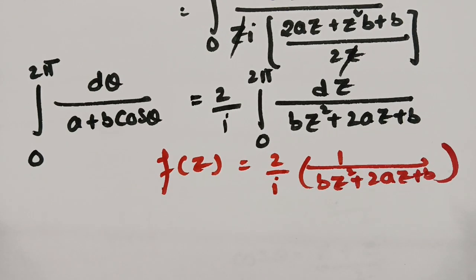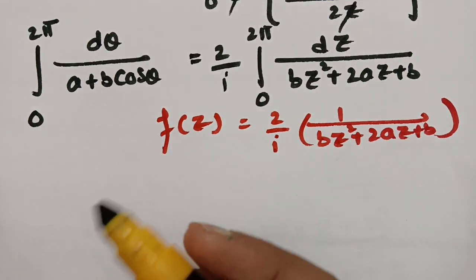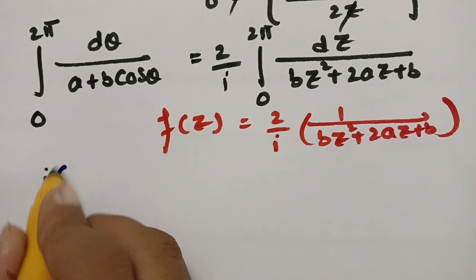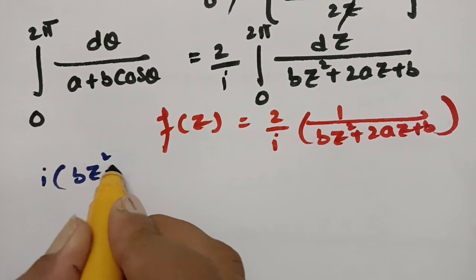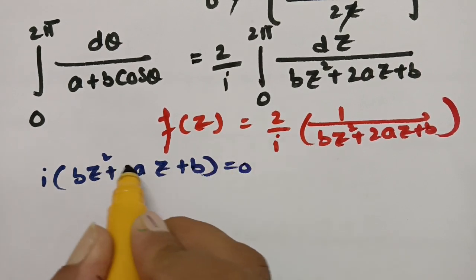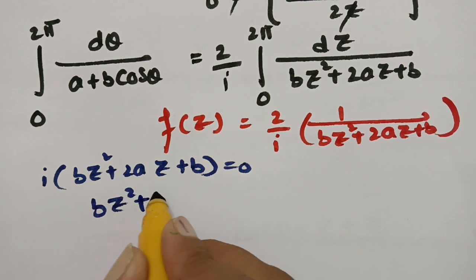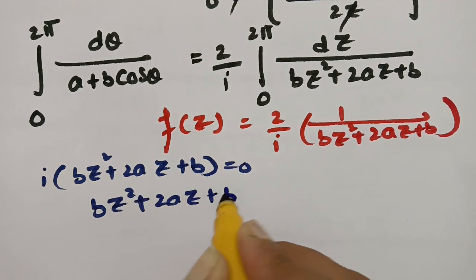So first of all, before using the residue theorem, we have to find the poles. So how do we find the poles? For finding the poles, we have to equate the denominator to 0. So what is this denominator? That is i times of bz square plus 2az plus b equals 0. If I send i to the other side, this will be bz square plus 2az plus b equals 0.